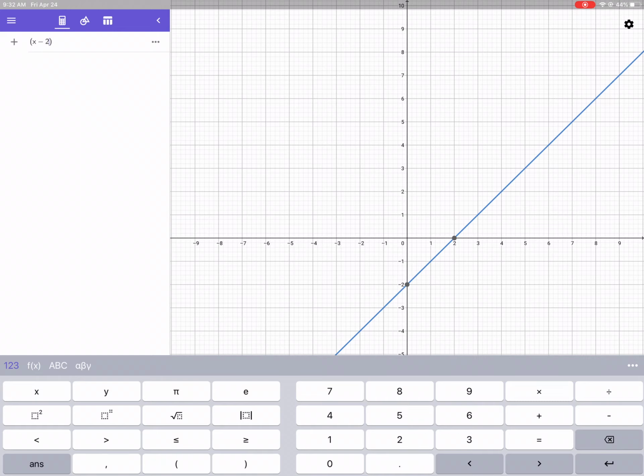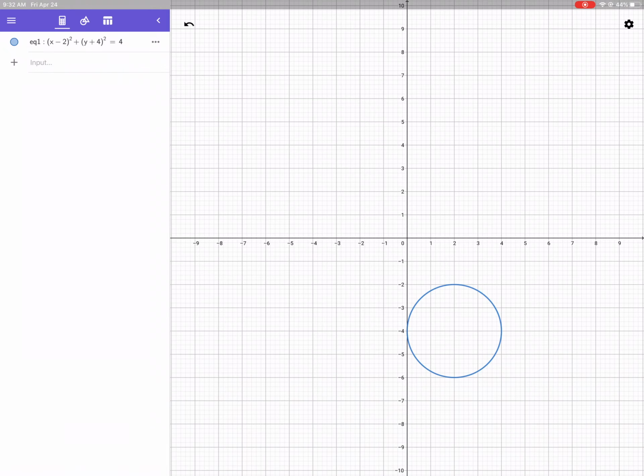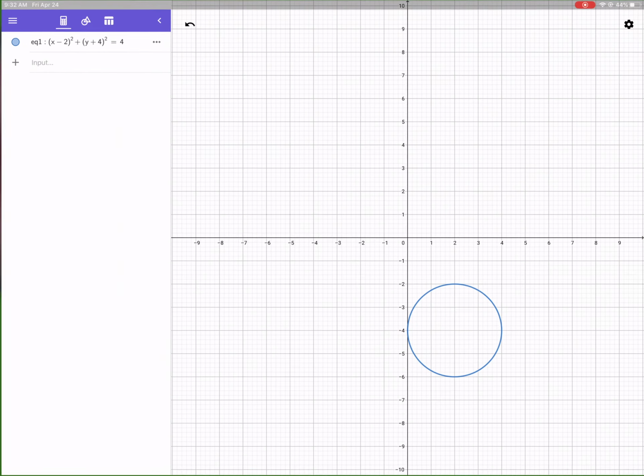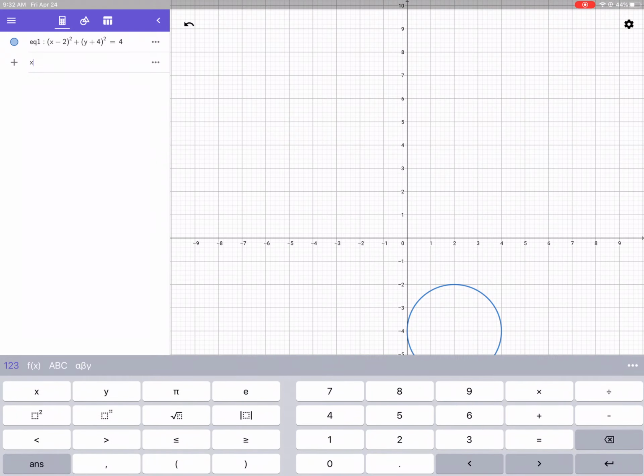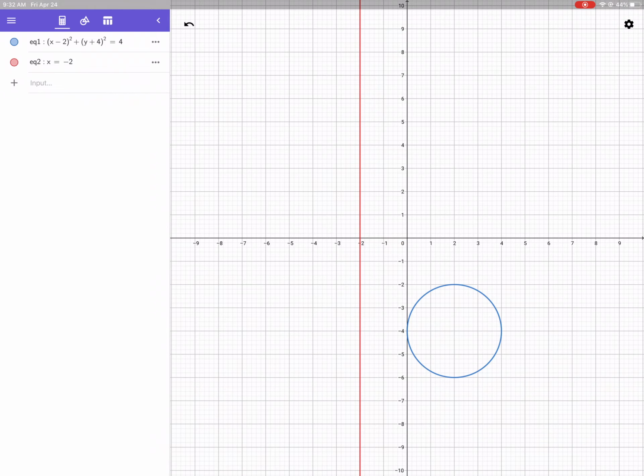So we have (x minus 2) squared plus (y plus 4) squared is equal to 4. Alright, so does that have that center of (2, -4)? It sure does. Alright, is it tangent to the line x equals -2? Well, let's graph that line as well that they told us about, x equals -2. No good, because it does not actually hit. Alright, that line doesn't actually hit the circle at all. It hits the circle in 0 spots.